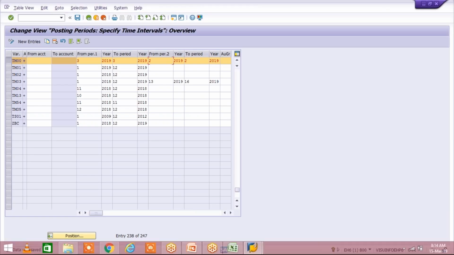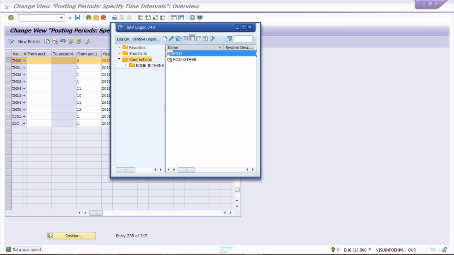Okay, I'll just do one thing, guys. Connection got broken, so let me log in once again.